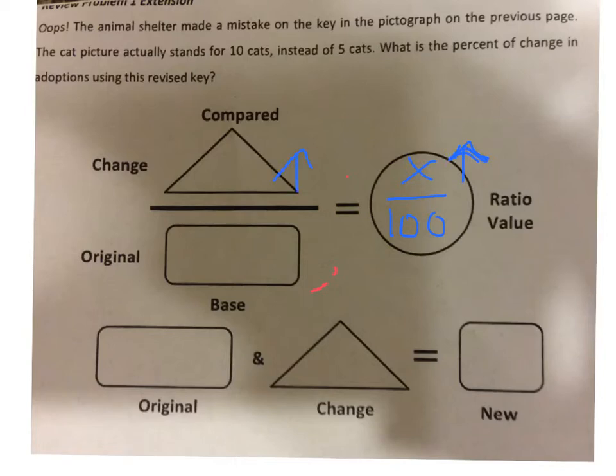And the original amount was in March, and in March there were 6 cats, and each one stands for 10, so 6 times 10 is 60. So in March, the original number is 60. In April, there were 9 cats, and each one represents 10, so that's 90. So at the end, the new amount is 90.